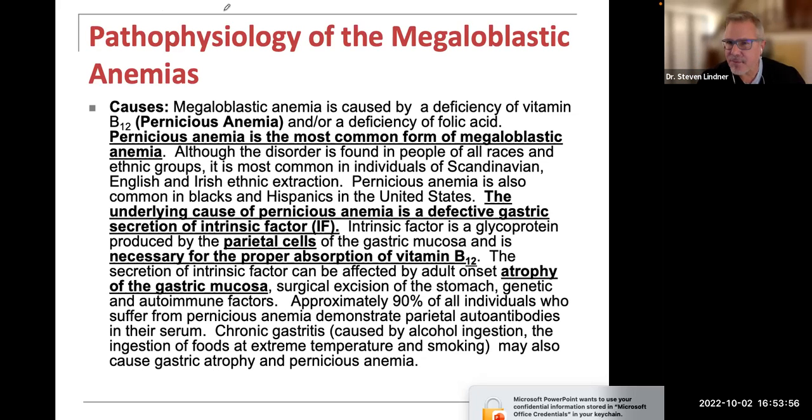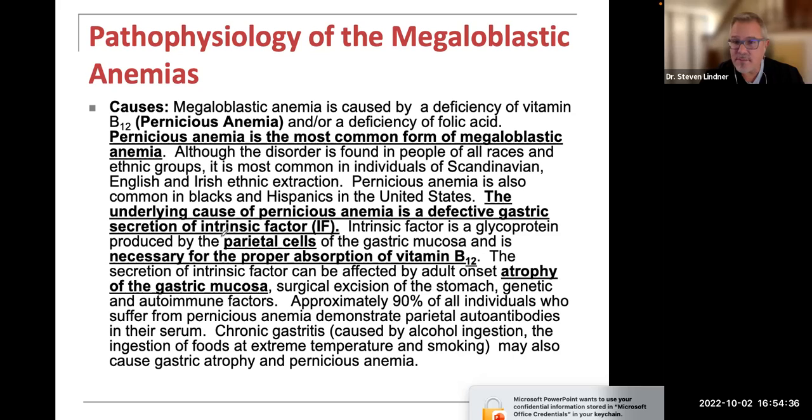So the pathophys of megaloblastic anemia, it's caused by a deficiency, typically in vitamin B12. When it's caused by B12 deficiency, they typically use the word pernicious anemia. Pernicious anemia is the most common cause of megaloblastic anemia, although the disorder is found in people of all races and ethnic groups. It's most commonly found in individuals of Scandinavian, English, and even Irish ethnic extraction. Pernicious anemia is also common in Blacks and Hispanics within the United States.